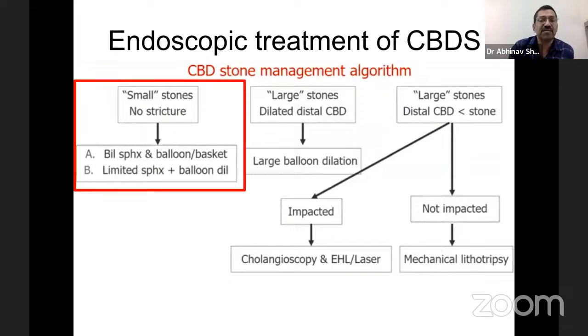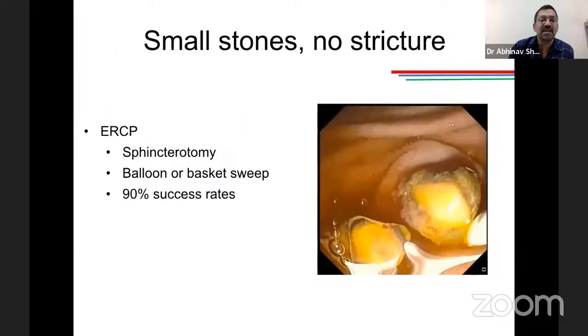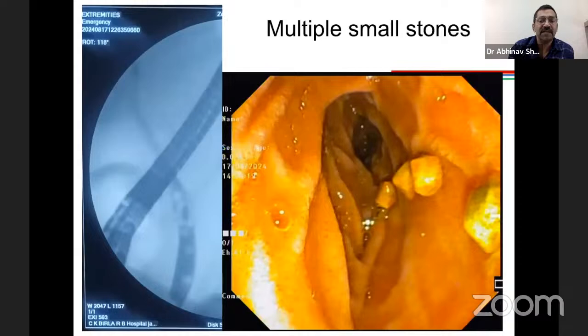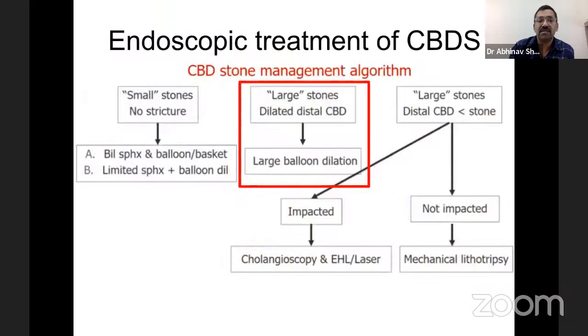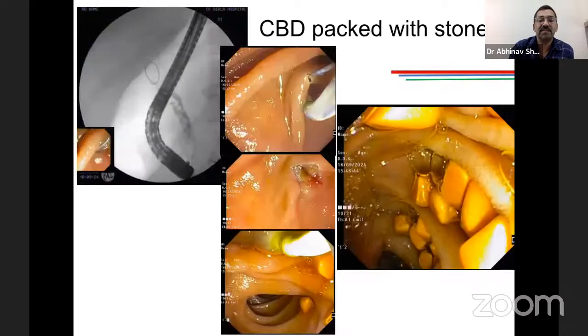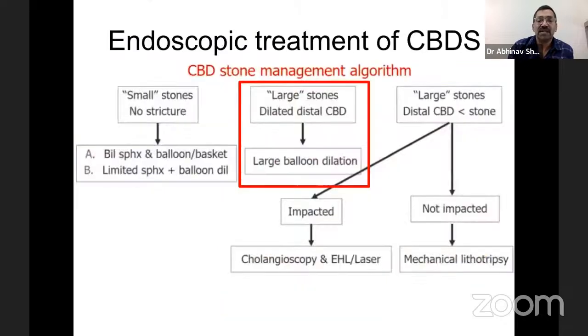Now, coming to the first situation, small stone, no stricture. ERCP, sphincterotomy, balloon sweep, 90% success rate. So this is the easiest subset of patients. Even if multiple stones are there, no problem, they can be cleared one by one. And in a situation where the CBD is totally jammed up, impacted, even then, even with a small sphincterotomy, all of the stones can be removed.